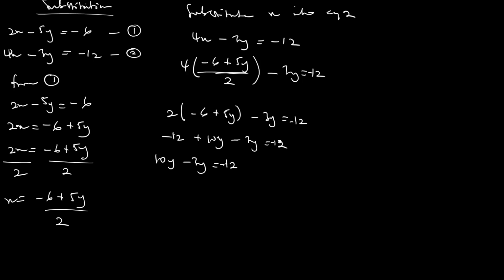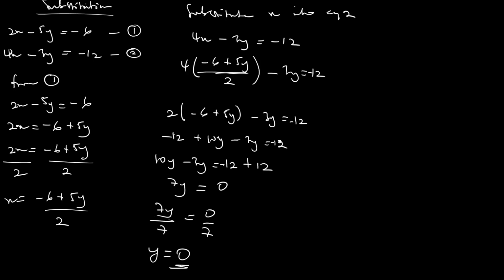So you move the minus 12 on the other side to the right hand side of the equation, which becomes positive. So plus 12. So 10y minus 3y gives positive 7y equals to minus 12 plus 12, which is what? 0. So we divide both sides by 7. So our y is equal to 0, which is the same as the results we obtained using the elimination method.